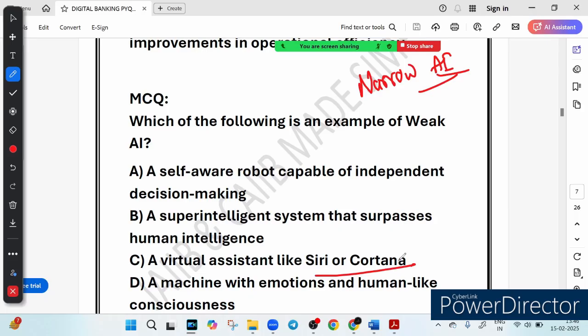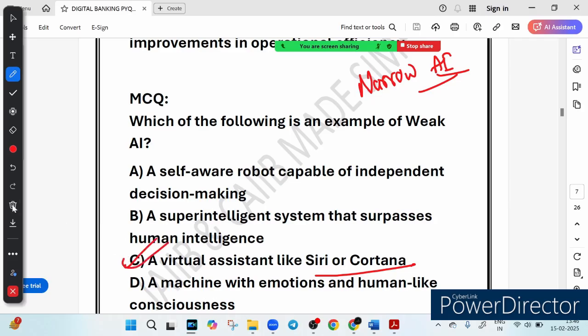So these virtual assistants can answer questions, set alarms and control smart devices, but they don't think or understand like humans. For example, if you ask Siri, what is the weather today? It fetches data from the internet and tells you the temperature. But if you ask, how do you feel today? It won't have an actual emotional response. That is called weak AI. It performs tasks based on pre-programmed rules. I hope it is clear now. So that is why option number C is correct.